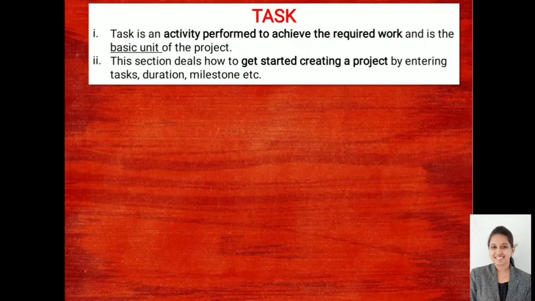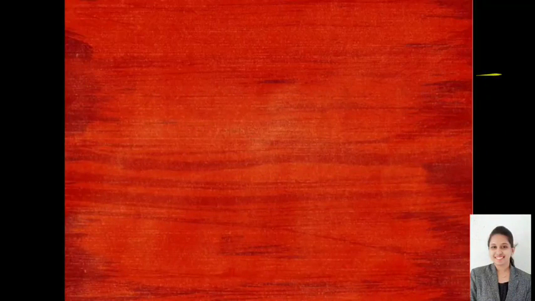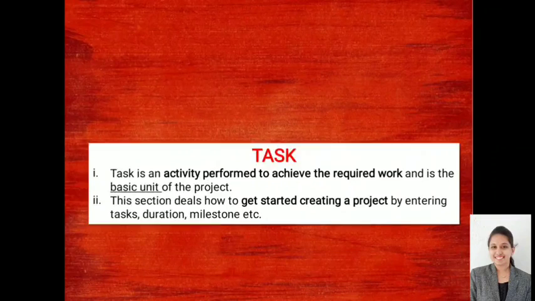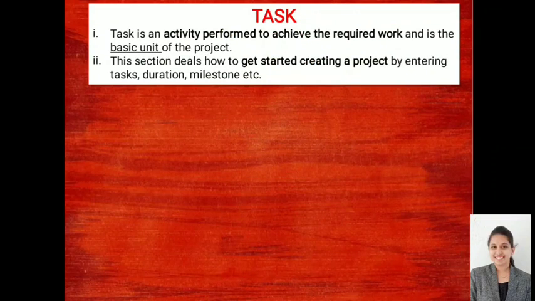A task is nothing but an activity. So what is an activity? Anything that has a definite start and definite end is called an activity. Thus a task is an activity performed to achieve the required work, and it is the basic unit of the project, as we know. So this section deals with how to get started creating a project by entering the task, duration, and also the milestones.